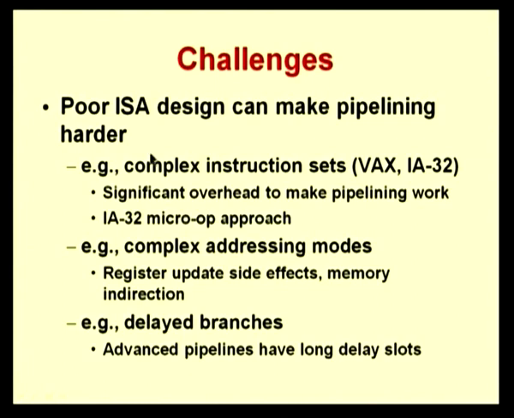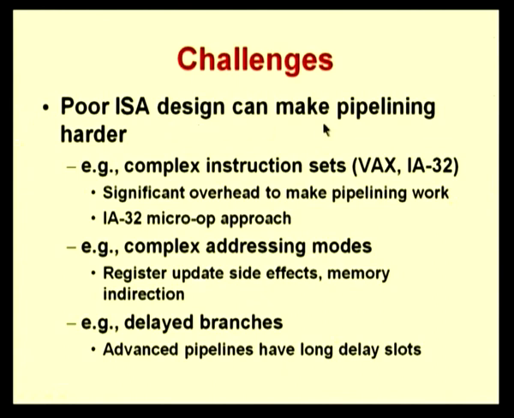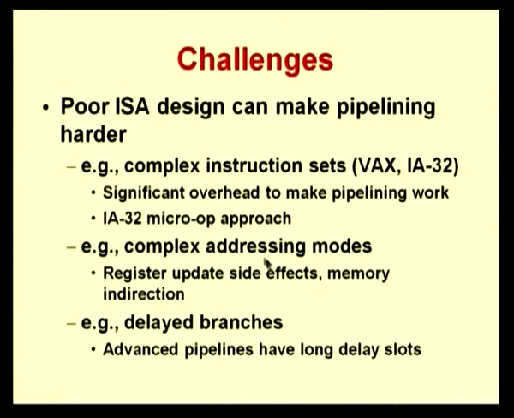So, other challenges, coming back to our pipelining, let us look at a few other challenges before we conclude on pipelining. The important thing to remember with respect to pipelining is that a poor ISA design can make pipelining hard to implement. Complex instruction sets are difficult to pipeline, which is why the moment we talk of pipelining, we make use of simpler instruction sets. And again, complex addressing modes are challenges to pipelining, delayed branches are challenges to pipelining.